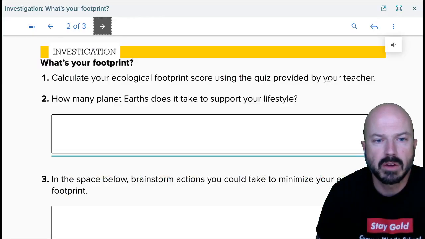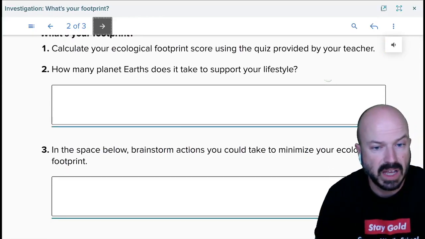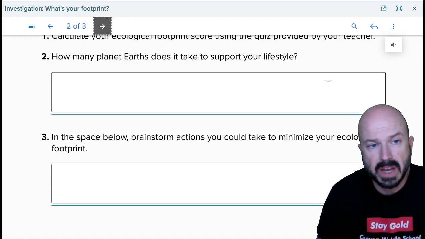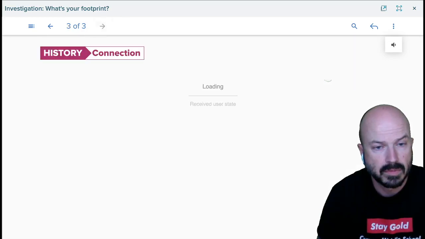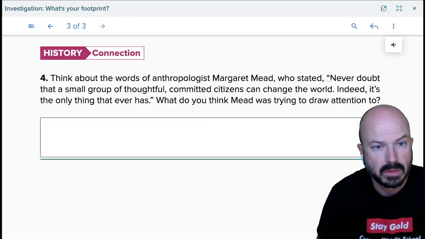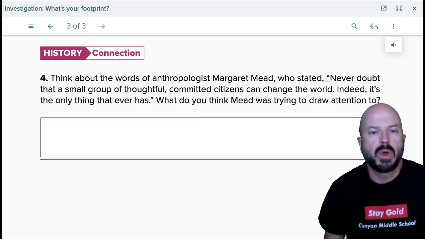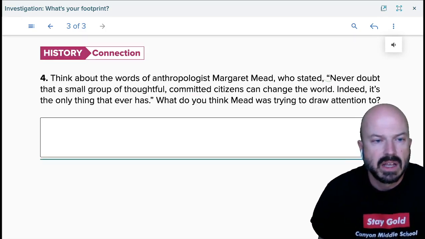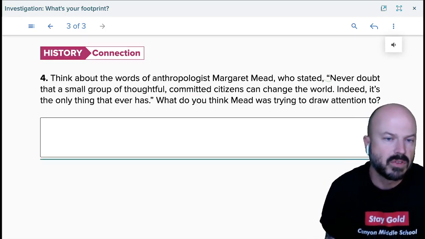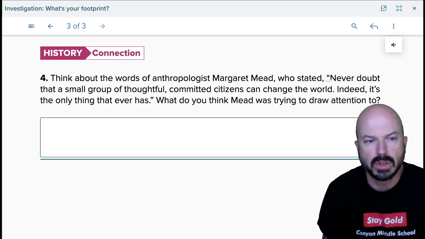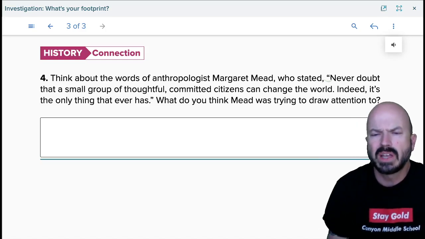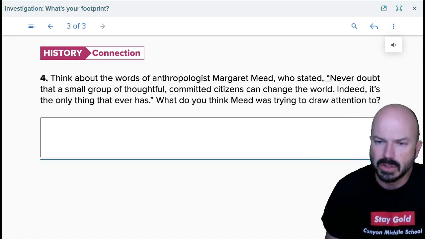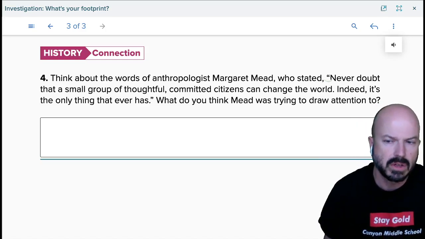So how many planet Earths was it going to take to support your lifestyle? Can you brainstorm some actions you could take to minimize your ecological footprint? Now, the anthropologist Margaret Mead stated, "Never doubt that a small group of thoughtful, concerned citizens can change the world. Indeed, it's the only thing that ever has." What do you think Mead was trying to draw attention to, and could that be related to conservation?